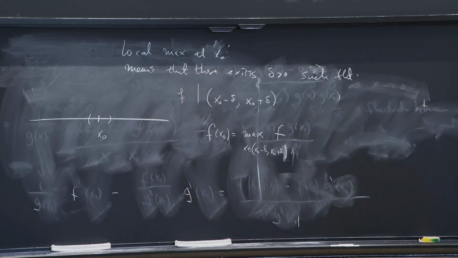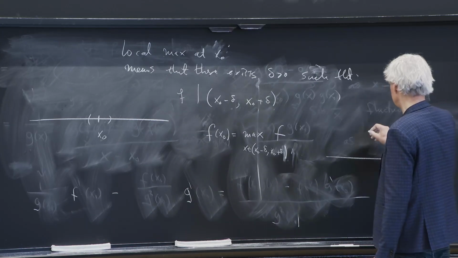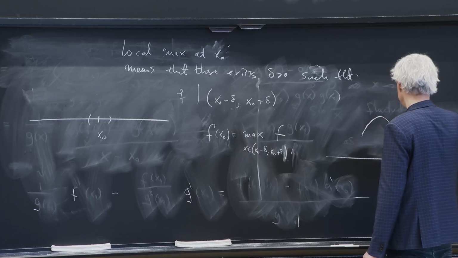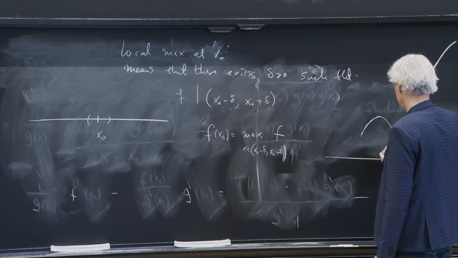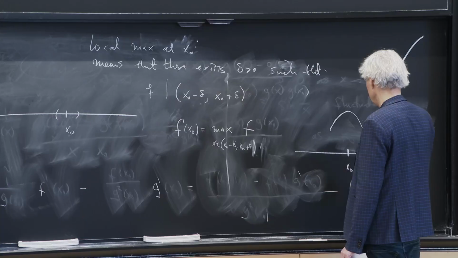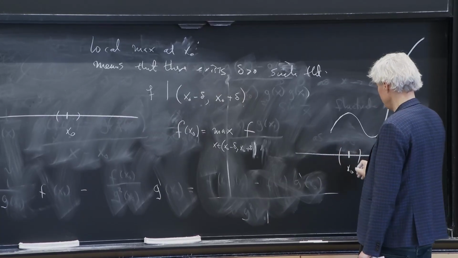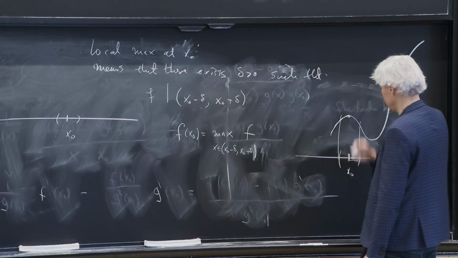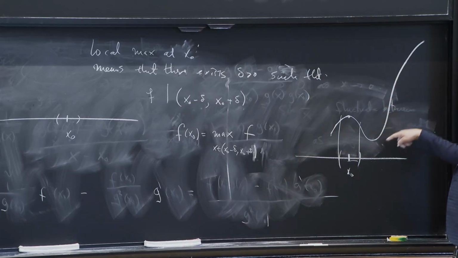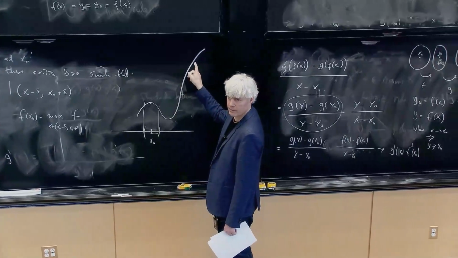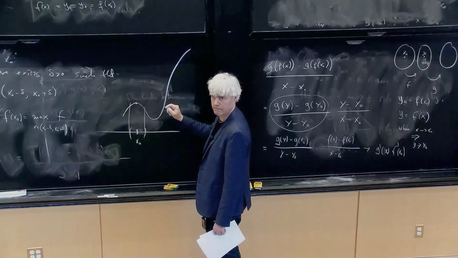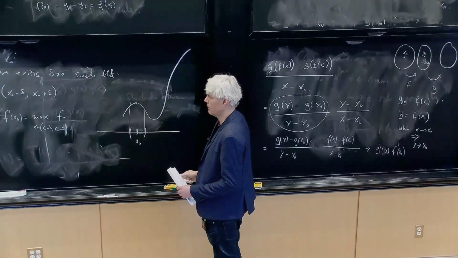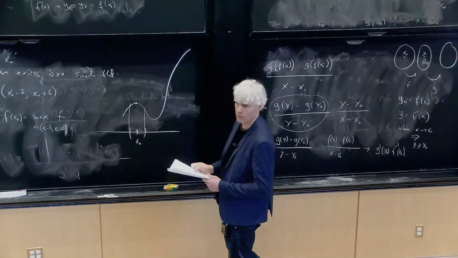So the idea is that the function may look like this, and this here is x0. So you see that in a neighborhood like this, x0 is a maximum, but there might even be somewhere else where the value is much higher. Right? So that's a local maximum, and similarly for a local minimum.